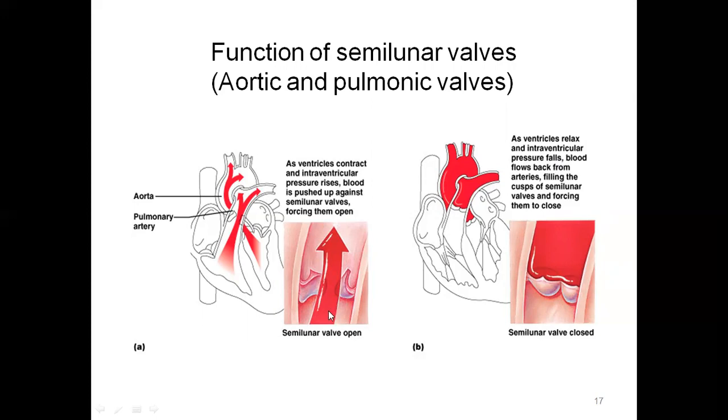Here you can see in the picture, because of the pressure, the semilunar valve has opened. The valve is like a door. And when the blood has passed out, this closes. And it closes so that the blood does not move back again.